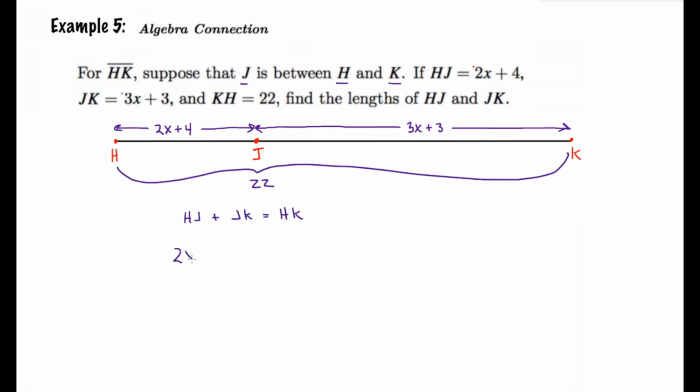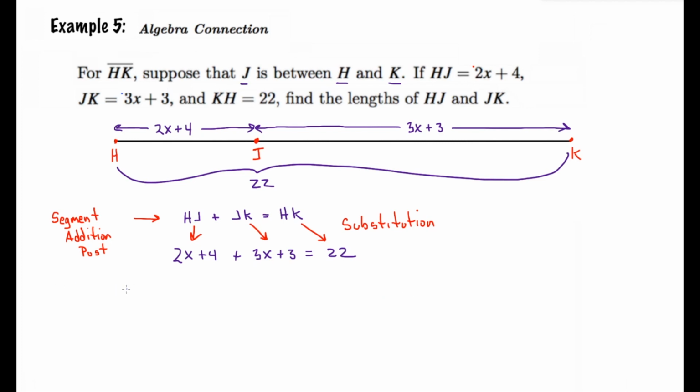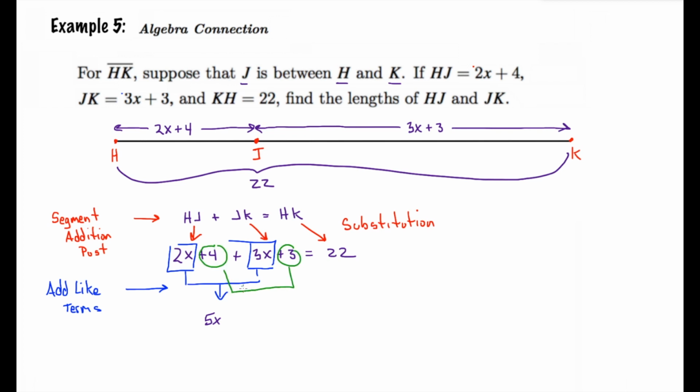Well, let's write the segment addition postulate. HJ plus JK equals HK, and substitute our values in. So I get 2x plus 4 plus 3x plus 3 equals 22. And then I'm going to add like terms. So what are my like terms? I've got the x terms and the constants. So 2x plus 3x is 5x. 4 plus 3 is 7. And I got my equals, 22.